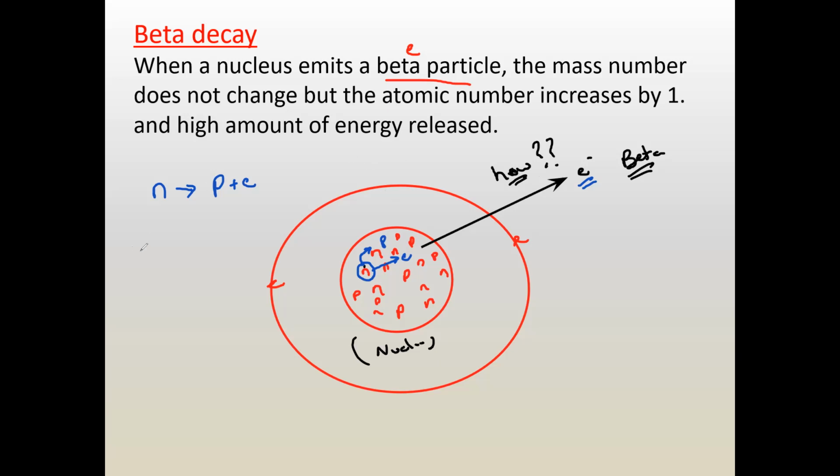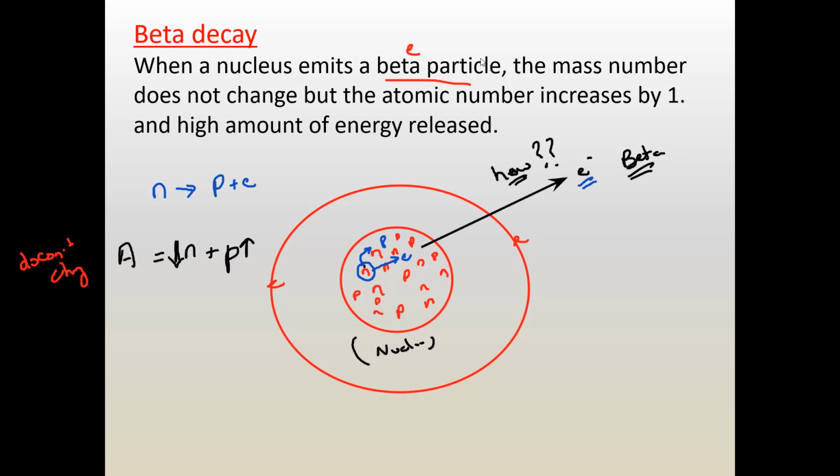So what happens in a beta decay? The nucleon number, which is denoted by A, is the sum of neutrons and protons. In a beta decay, a neutron breaks into a proton and an electron. So the neutron number decreases, but the proton number increases. So the sum will remain the same. If one neutron decreases and one proton increases, the sum remains the same. So during a beta decay, the nucleon number does not change.